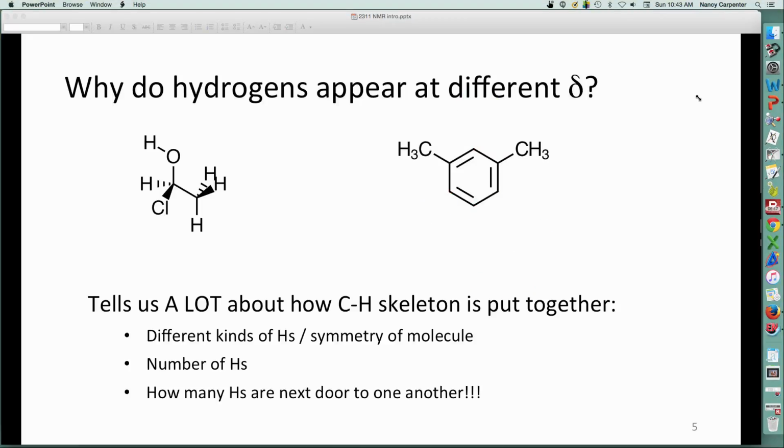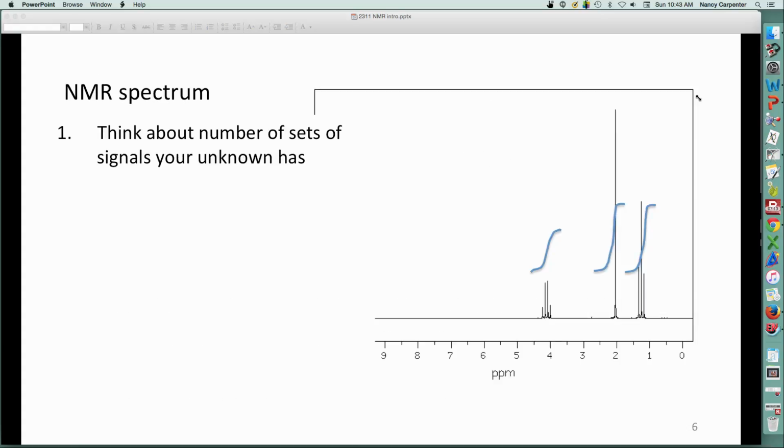So NMR tells us a ton of information about the carbon-hydrogen skeletons put together. It tells us not only how many different kinds of hydrogens there are, it tells us how symmetrical the molecule is. The integrals tell us the number of hydrogens associated with each signal. And we'll see, too, that the pattern tells us how many hydrogens are adjacent to one another.